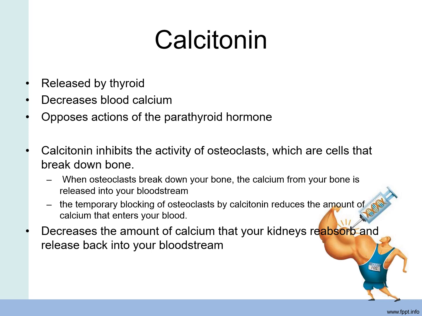Calcitonin blocks the activity of osteoclasts, which are cells that break down the bones. When osteoclasts break down your bones, the calcium from your bone is released into the bloodstream. The temporary blocking of the osteoclast by calcitonin reduces the amount of calcium that can enter your blood. Calcitonin also decreases the amount of calcium that our kidneys reabsorb and release back into our bloodstream.